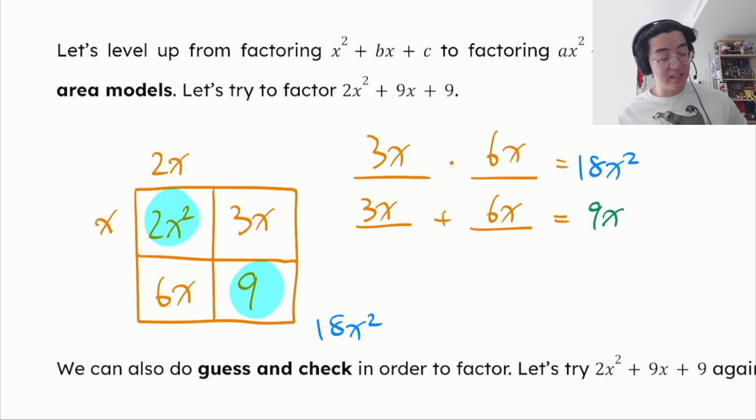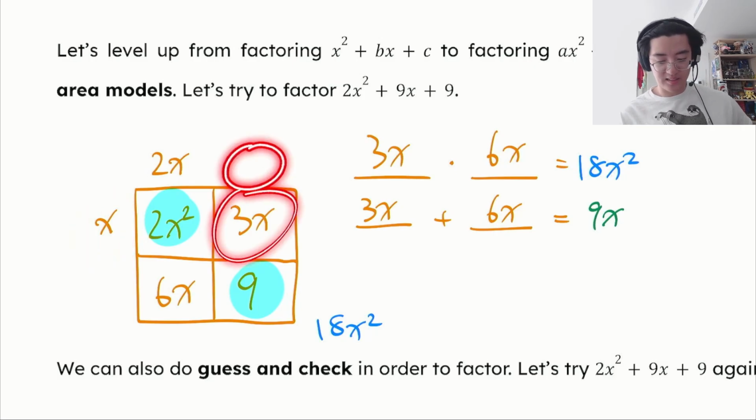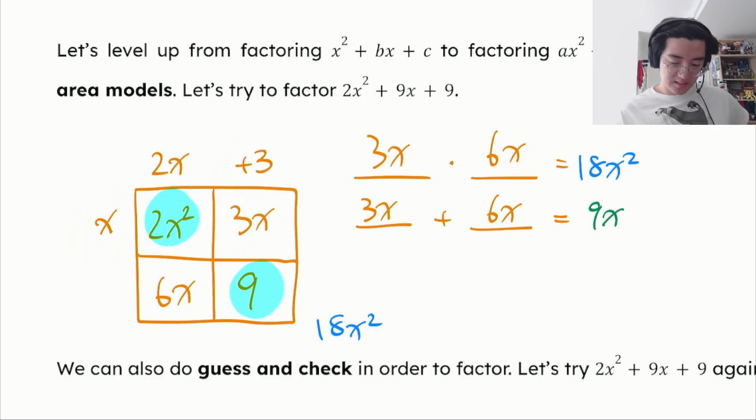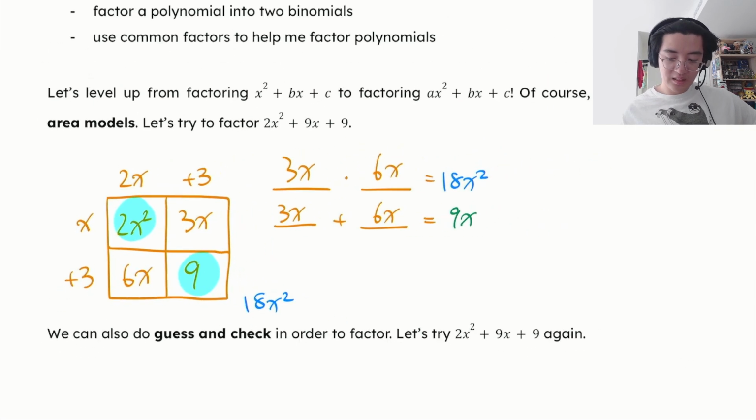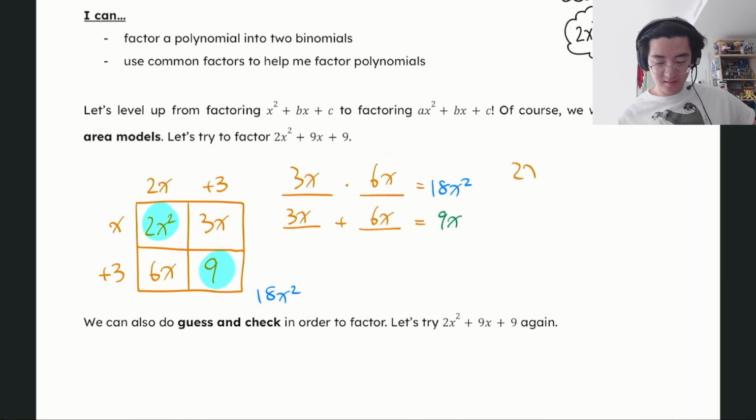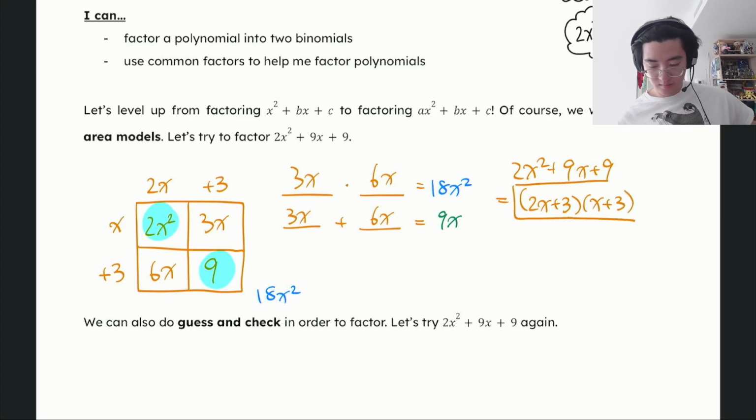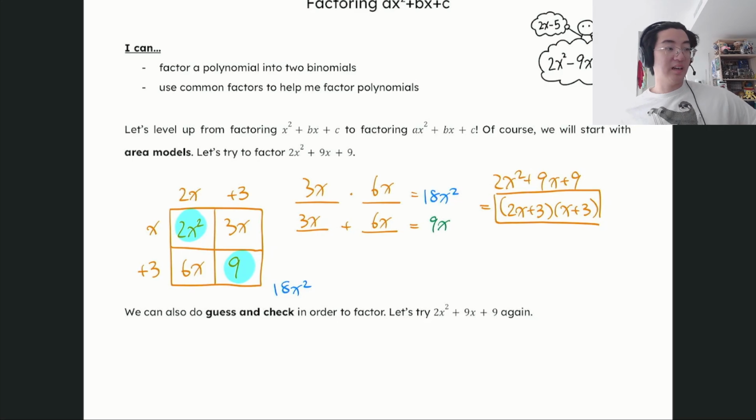Because then from here, it's easy for us to deal with. We have an x here, multiplied by something to get 3x, which is positive 3. And then here we got 6x, so 2x times something gets us 6x, which again is 3. And we can double check that right here: 3 times 3 gets us 9. Which means that to factor this, it's 2x plus 3, and then x plus 3. Okay, and then we're done. So that's area model, same as before.